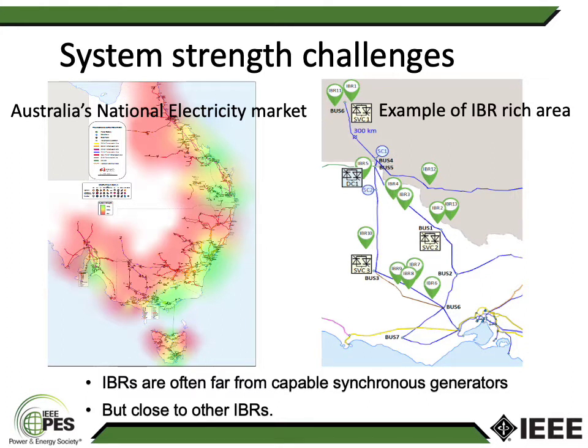For this presentation, we have chosen one particular area, shown in the right-hand side graph, that features both challenges that I mentioned in terms of sparsity and remoteness with respect to large synchronous generators, but also comprises very many different types of inverter-based resources.